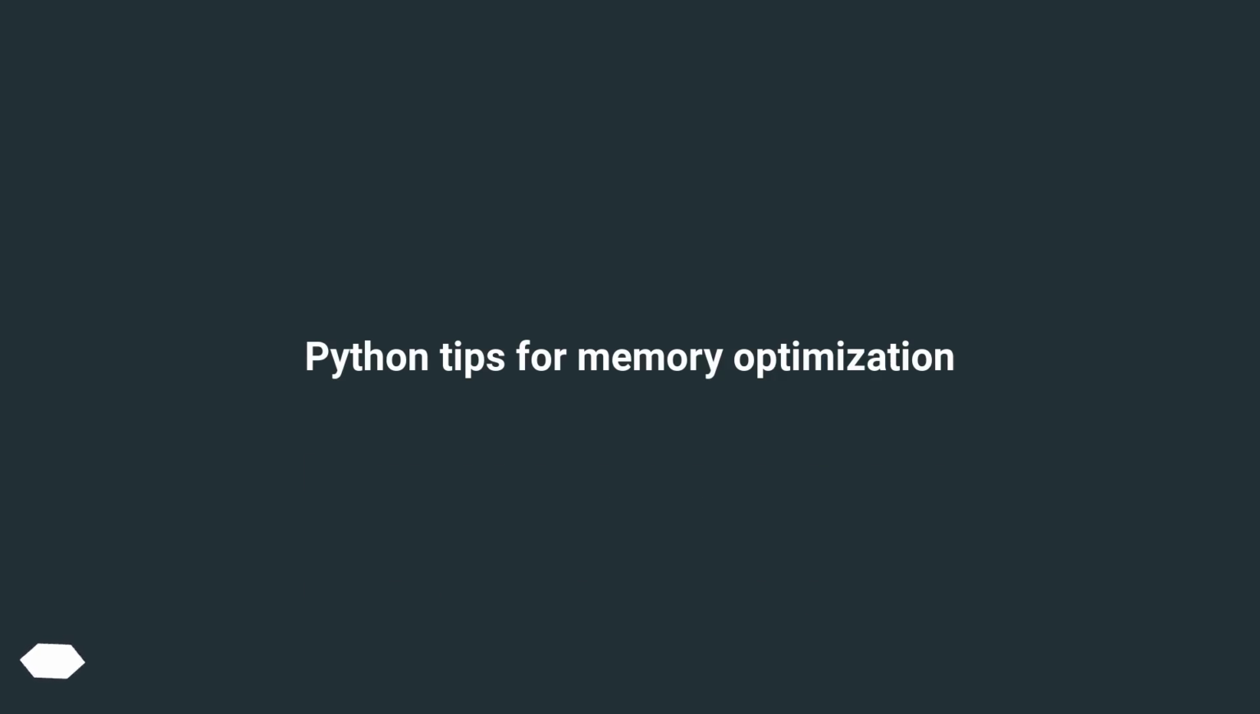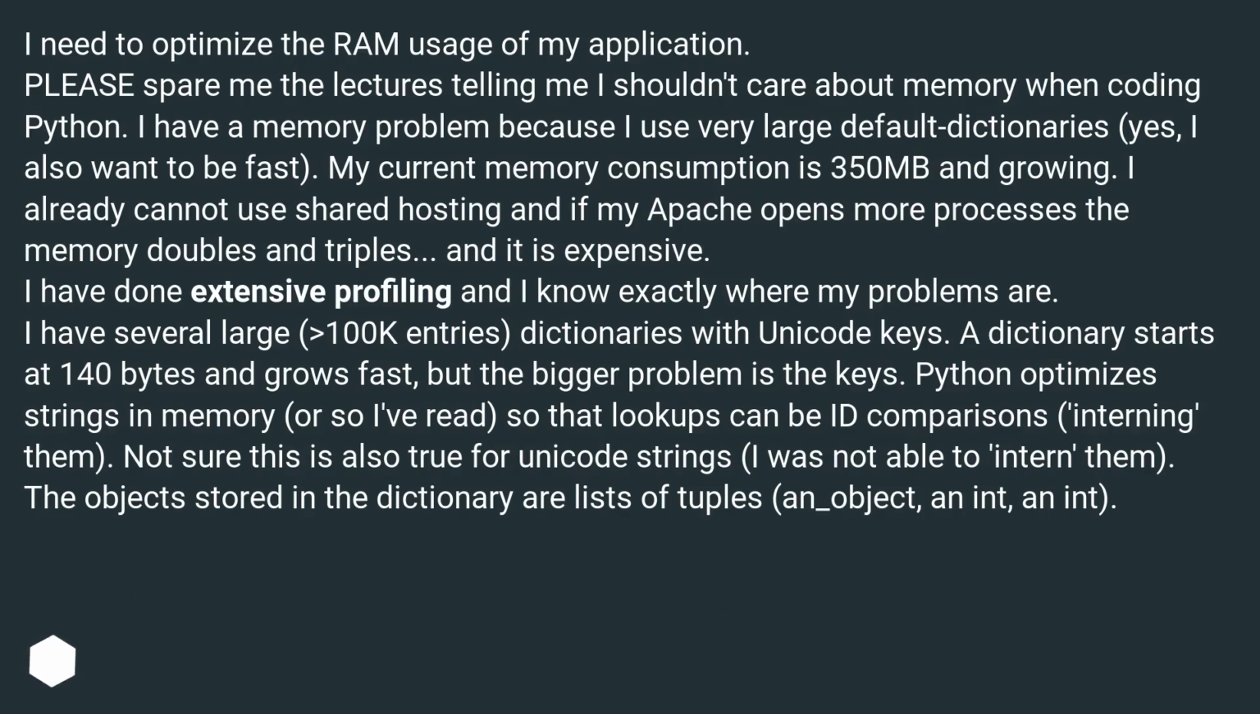Python tips for memory optimization. I need to optimize the RAM usage of my application. Please spare me the lectures telling me I shouldn't care about memory when coding Python. I have a memory problem because I use very large default dictionaries. Yes, I also want to be fast.